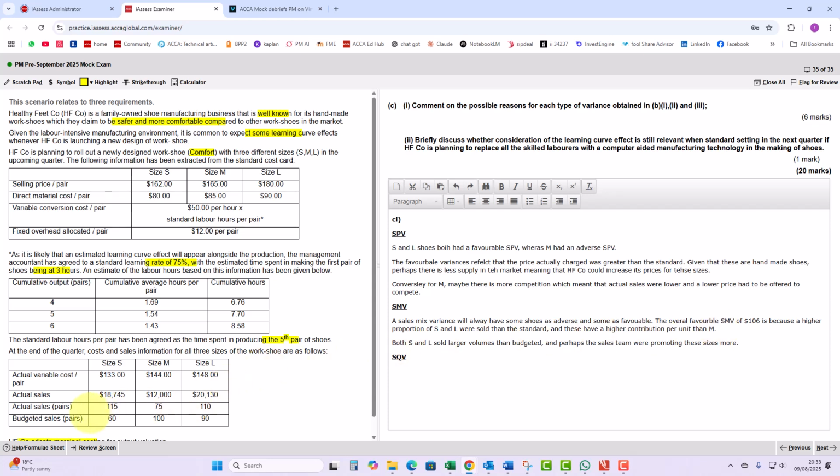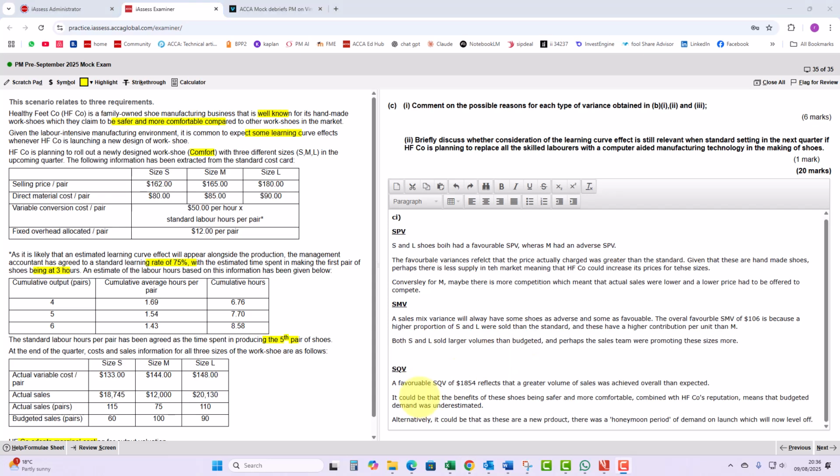But likewise, down here I can see that S and L were sold at much higher levels than budgeted. Both S and L sold larger volumes than budgeted, and perhaps the sales team were promoting these sizes more. And a favourable sales quantity variance of 1854 reflects that a greater volume of sales was achieved overall than expected. It could be that the benefits of these shoes being safer and more comfortable, combined with HFCO's reputation, means that budgeted demand was underestimated.